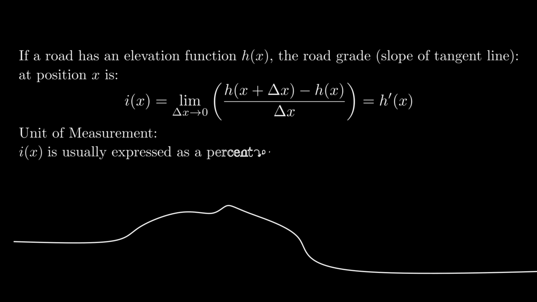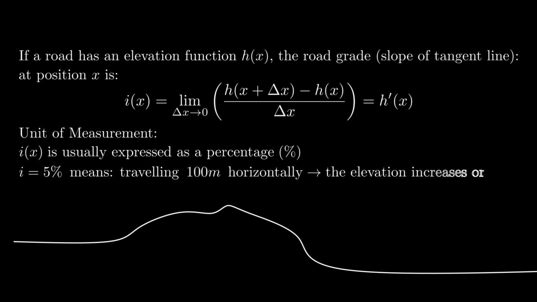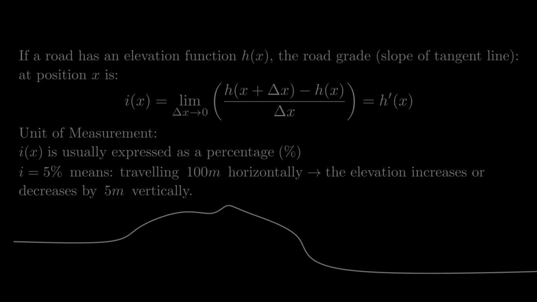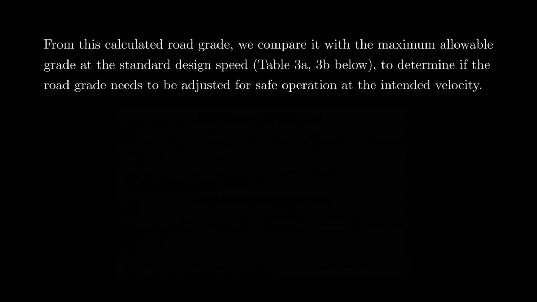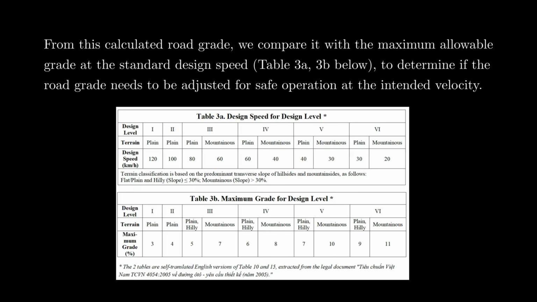Unit of measurement: i(x) is usually expressed as a percentage, and i equal to 5% means traveling 100 meters horizontally, the elevation increases or decreases by 5 meters vertically. From this calculated road grade, we compare it with the maximum allowable grade at a standard design speed to determine if the road grade needs to be adjusted.